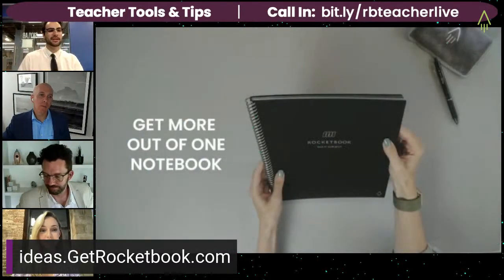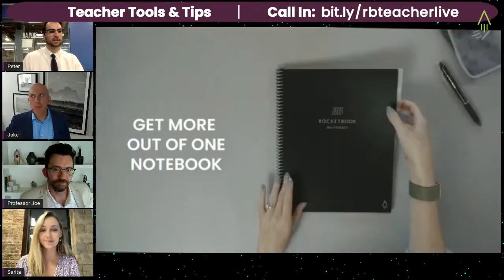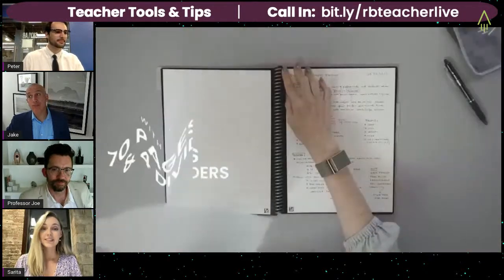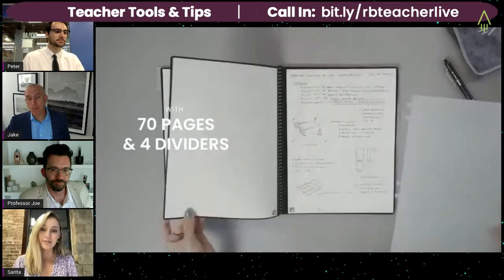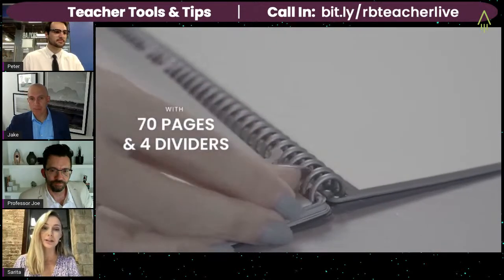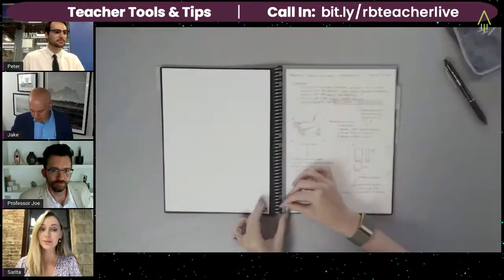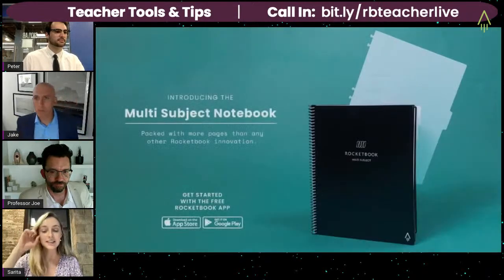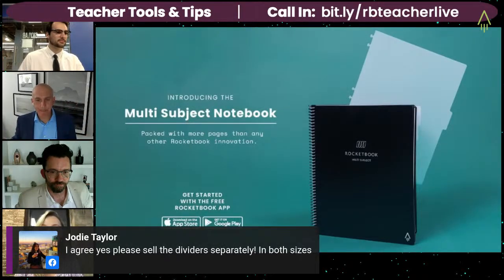Sarita, I have a follow-up also from ideas.getrocketbook.com. Do we have any plans to make smaller dividers for the executive size books? That has also been a thought recently. We've seen some requests for making an exec size of the multi-subject. So that's also an idea that's been circulating on the product team. So no plans right now, but maybe soon. Awesome. Thanks so much. Yes, but letter size dividers separately coming soon.